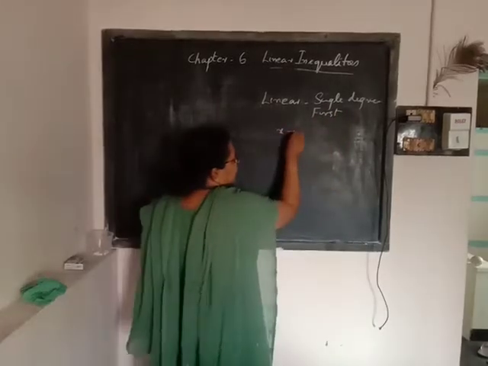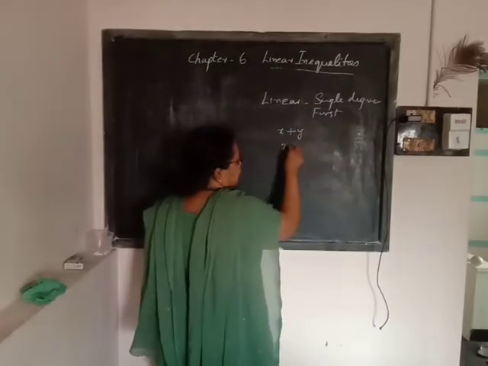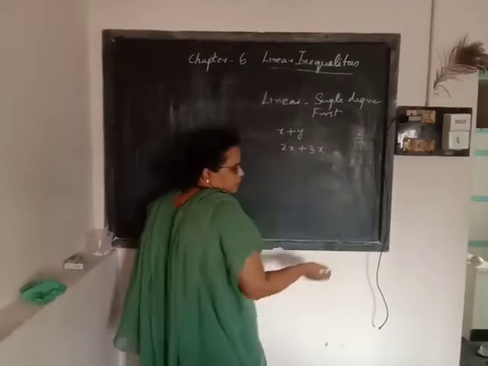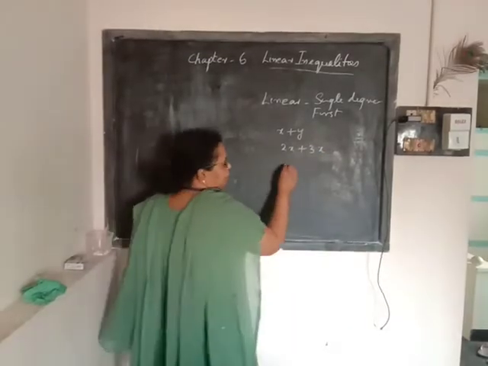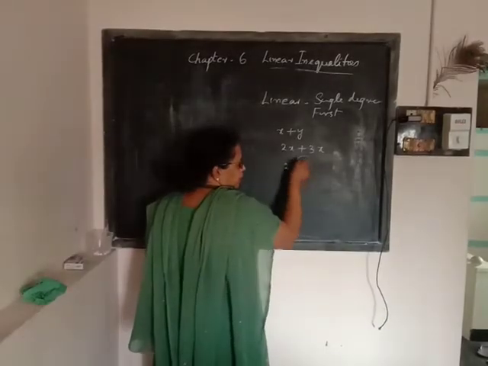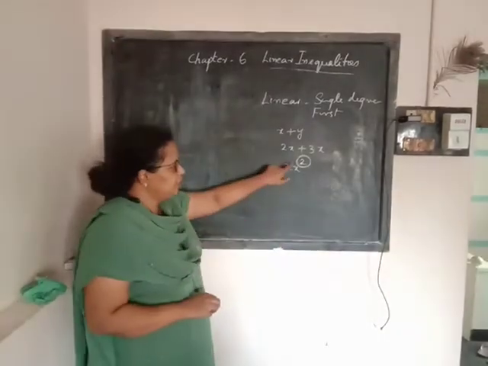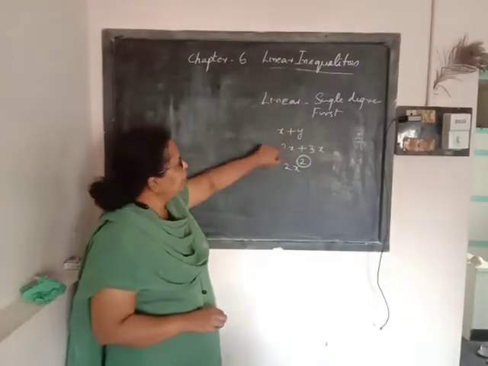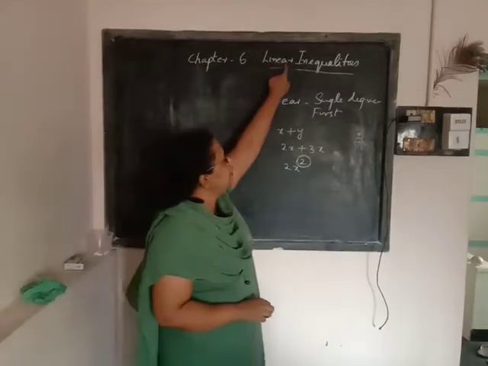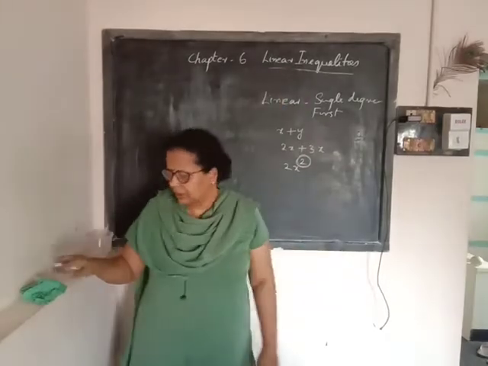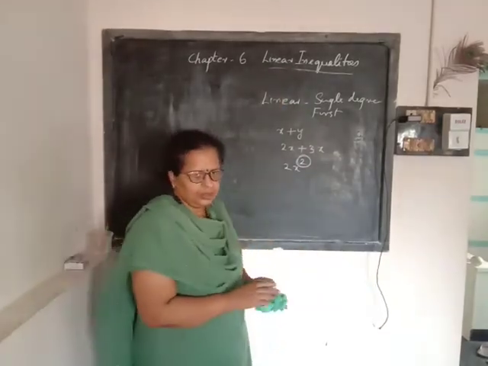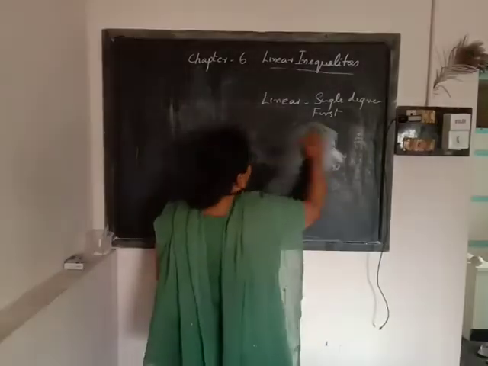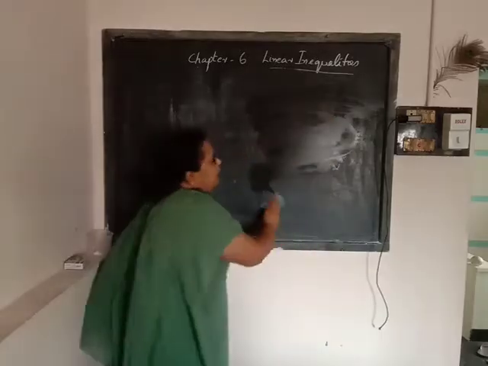It means x plus y like that, or 2x plus 3x, like that it may be coming. It will not be 2x squared, this square will not come. That is not linear, it is quadratic. So in this chapter we are going to learn only first degree. So there will be x or y terms only, and they will not have any power. That is linear. And what is the next term?